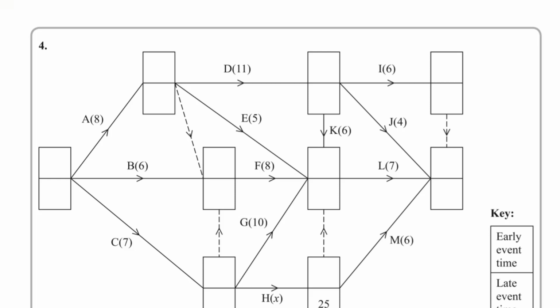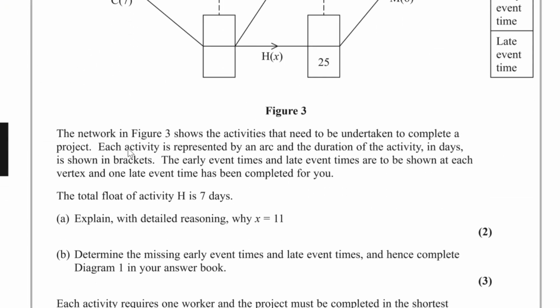Okay, so now for question number 4, the network in figure 3 shows the activities that need to be undertaken to complete a project. Each activity is represented by an arc, and the duration of the activity in days is shown in brackets. The early event times and late event times are to be shown at each vertex, and one late event time has been completed for you, that's shown here. The total float of activity H is 7. I think if we add that in a different colour, that would help.